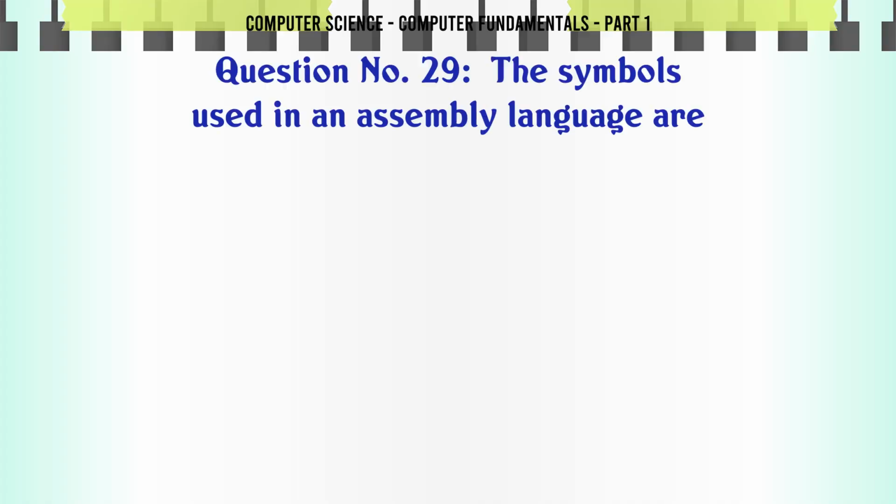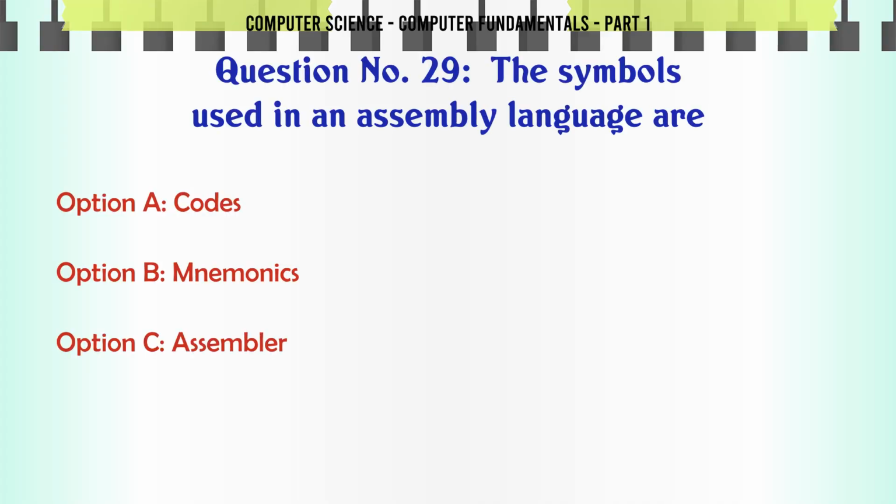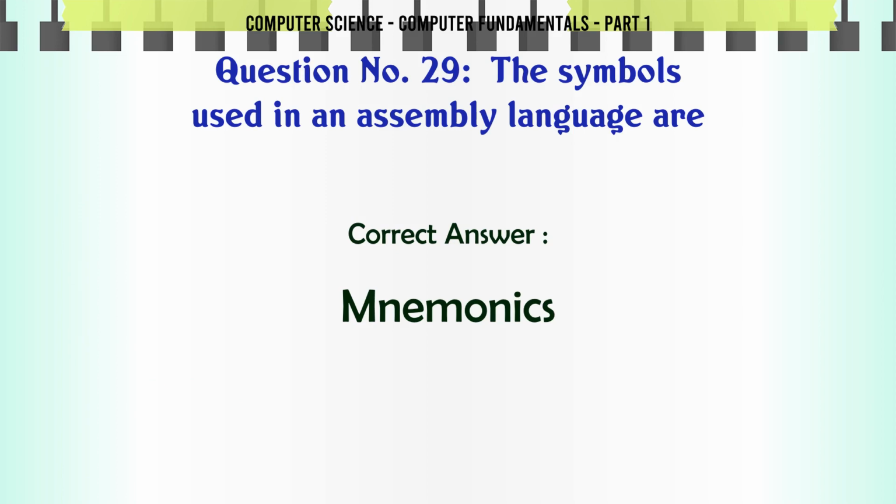The symbols used in an assembly language are A. Codes. B. Mnemonics. C. Assembler. D. All of the above. The correct answer is mnemonics.